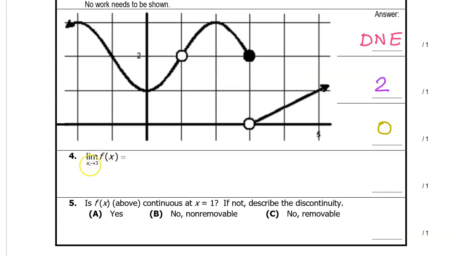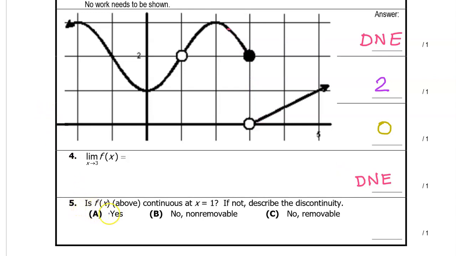Number 4, find the limit as x approaches 3. Here is an x value of 3 right here. For this limit to exist, the function has to approach the same value as we approach 3 from the left and as we approach 3 from the right. However, as we approach 3 from the left, the value of the function approaches 2. As we approach 3 from the right, the value of the function approaches 0. Because we are approaching two different values from the left and the right, this limit does not exist.